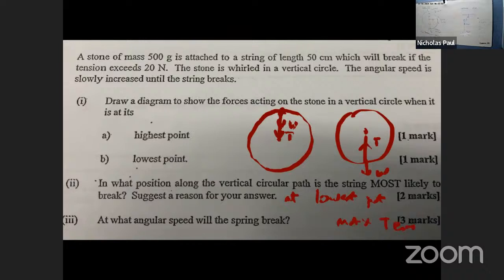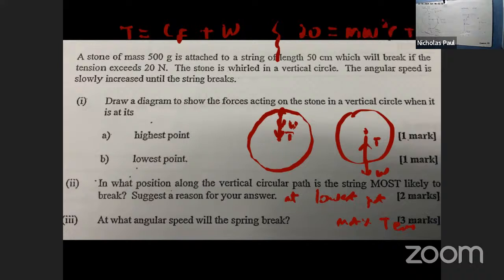And at what angular speed will the string break? What we have to focus on is where the string will break, and we said it will break at the lowest point. What do we know happens at the lowest point? Tension is equal to centripetal force plus weight. Do we know tension? Tension is 20. Do we know centripetal force? No. Centripetal force is m omega squared R.